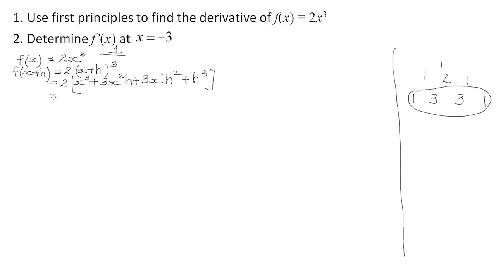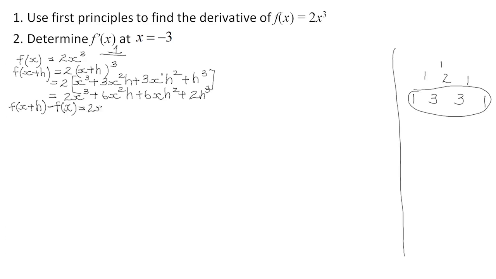And now you multiply the 2 out. 2x cubed plus 6x squared h plus 6x h squared plus 2h cubed. Your next step is you're going to say, okay, the function of x plus h minus the function of x. Obviously, the function of x plus h is all these 4 terms.